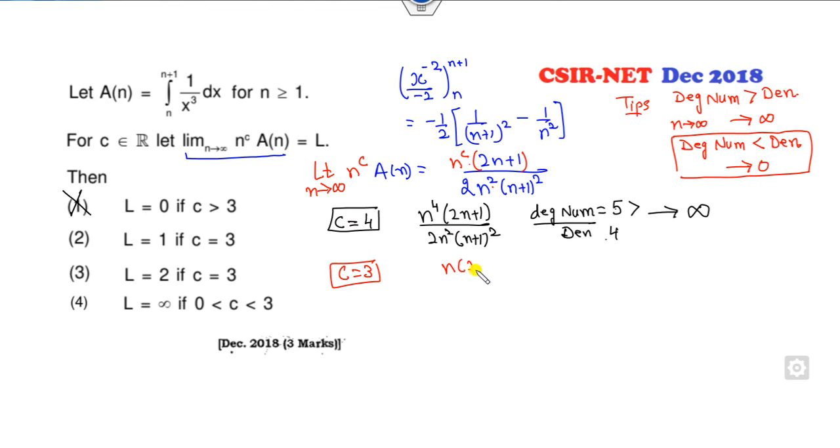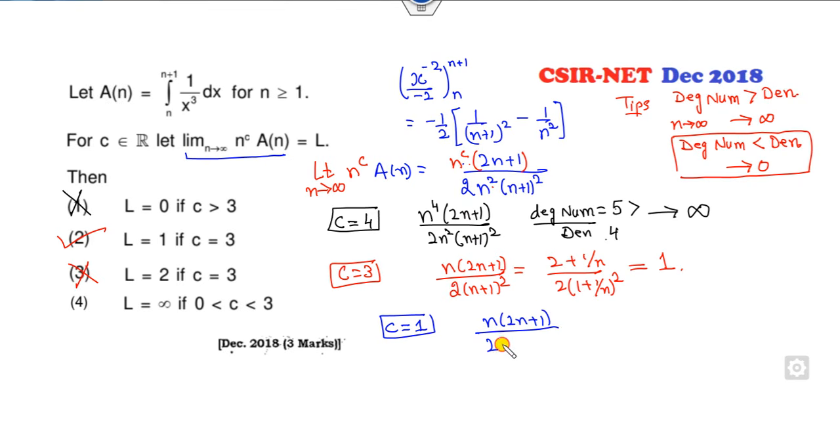When n is equal to 3, when you substitute c is 3, this will be cancelled out. It's n, 2n plus 1, over 2 n plus 1 square. Now the degrees are the same, so I can divide by n square on both sides. So the limit will be 1. This is wrong. Last option, take any number in between them. If I choose c is equal to 1, then it will be n, 2n plus 1, over 2n square, n plus 1 square. Clearly the degree of the numerator is 2, while the denominator is 4. So this limit will go to 0. Hence this option is cancelled. Only the second option is the right answer.